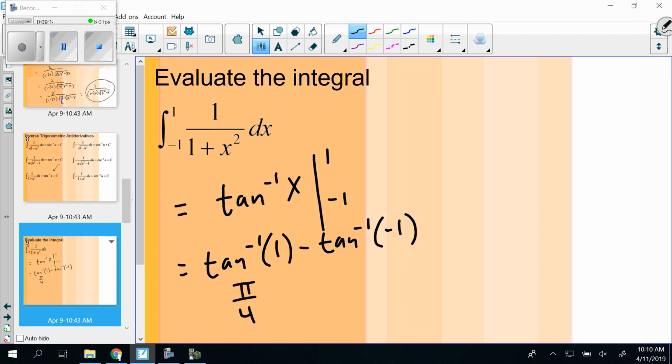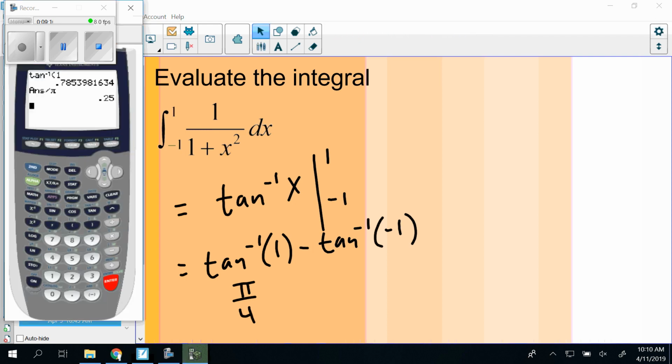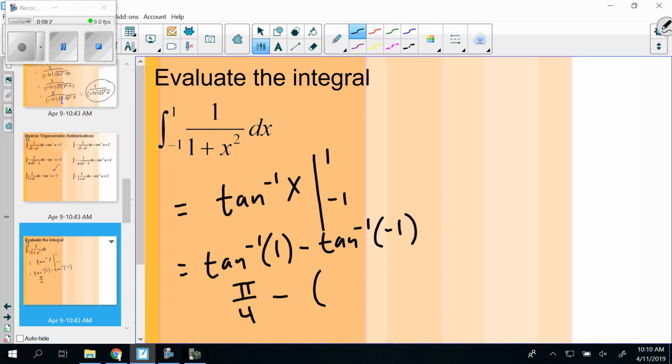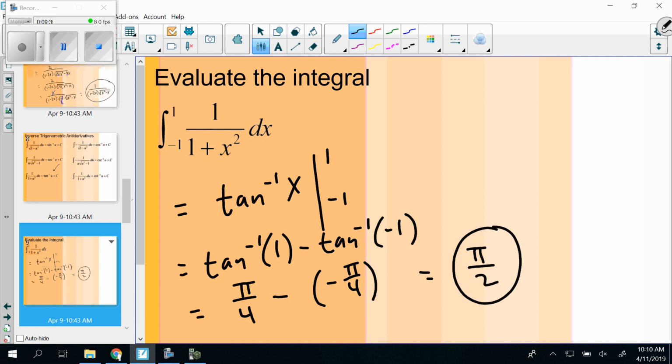We can do the same thing now with the other one, inverse tangent of negative 1. And we see that we get the exact same thing, but negative, so this is telling us that this is going to come out to be negative pi over 4. Adding those together, then we get 2 pi over 4 or pi over 2. And so the exact area under this graph from negative 1 to 1 is pi over 2.